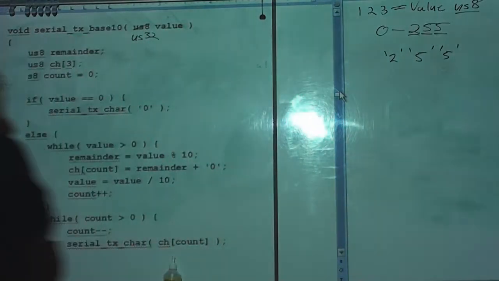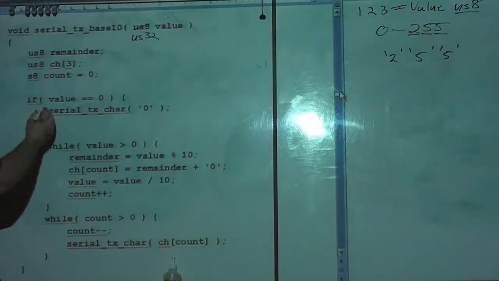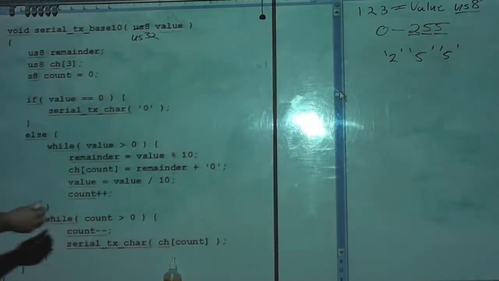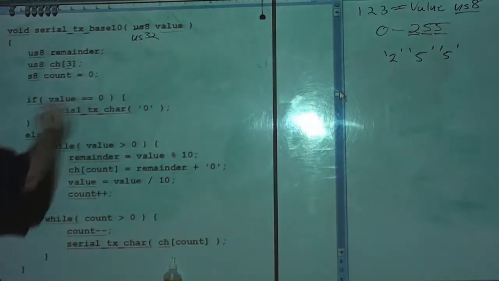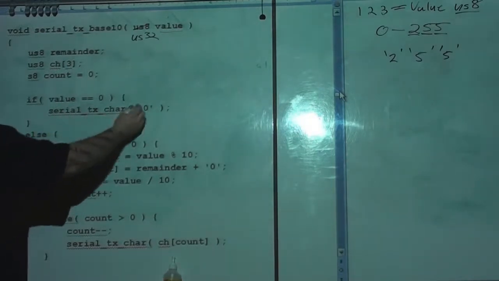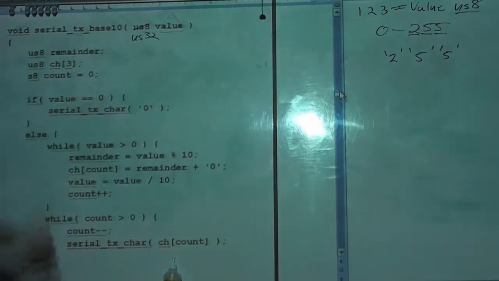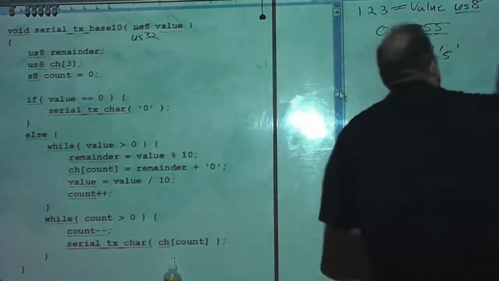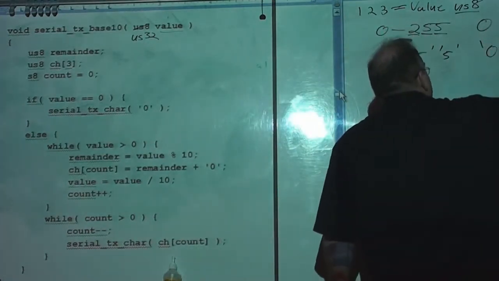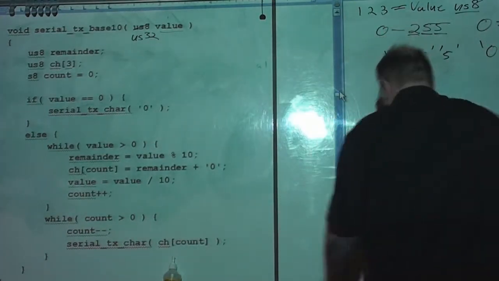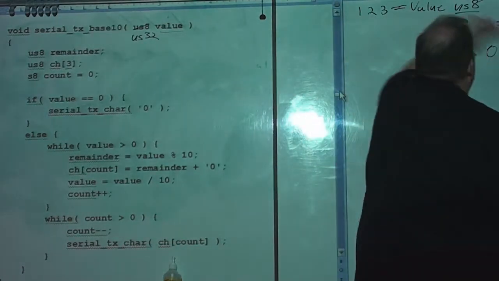So the first thing this little subroutine does is it says, this is our value that's coming in that we're trying to convert. If this value that came in is equal to 0, transmit the character 0. So if our value came in as 0, we would transmit 0, right? So this guy, right, overstretching my limits of the screen.